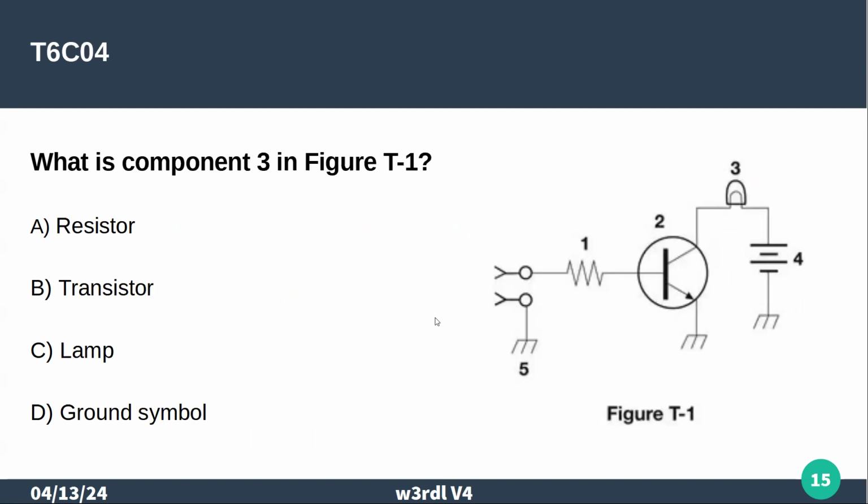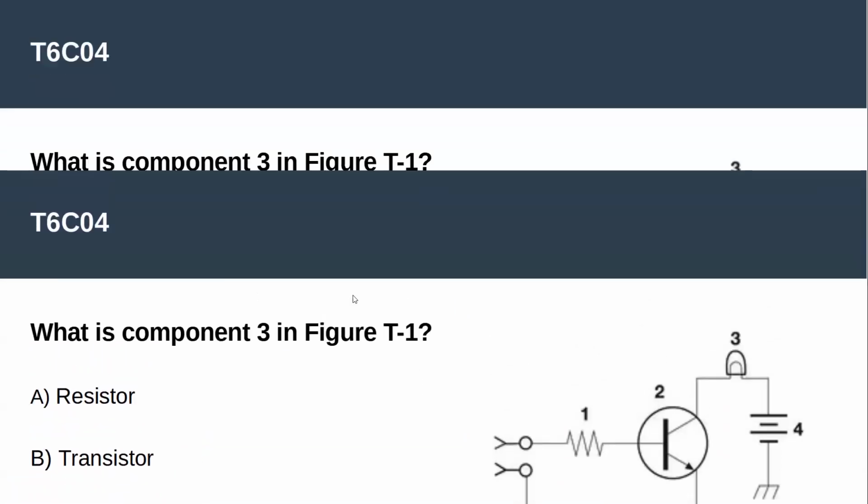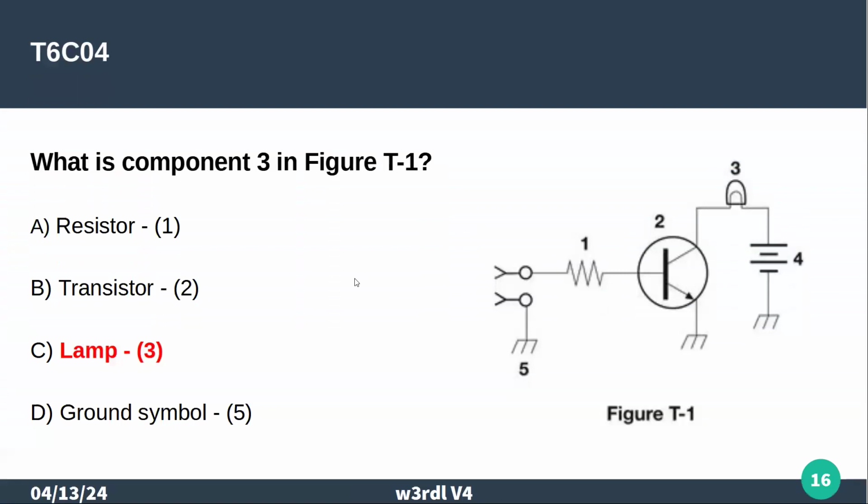What is component 3 in figure T1? Charlie, lamp. All right. What is component 4 in figure T1? Delta. Okay.